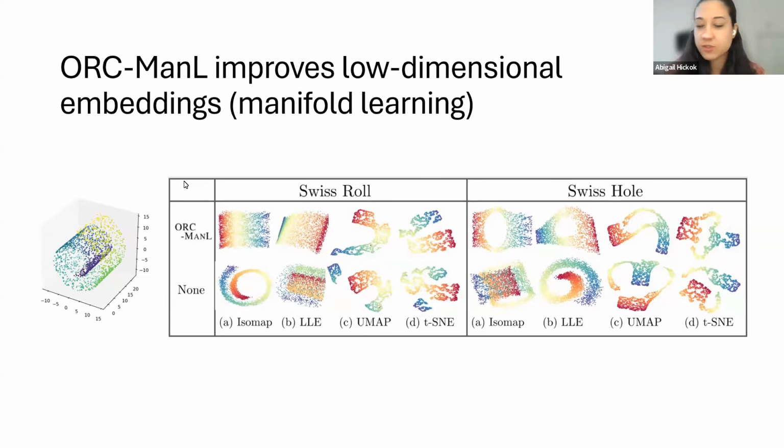So here we're looking at 2 toy data sets. On the left, a Swiss roll. On the right, a Swiss roll that has a hole in it. In the top row, you can generally see that using ORC-ManL as a pre-processing pruning step makes it easier to fully unroll the Swiss roll successfully. For most of these, which are all very popular nonlinear dimension reduction algorithms. The only one where the performance is not so consistent is TSNE.